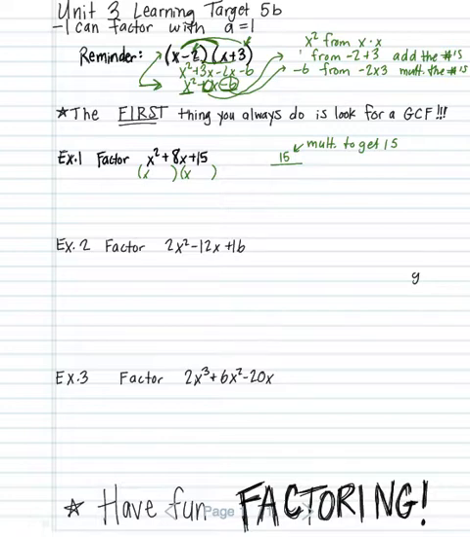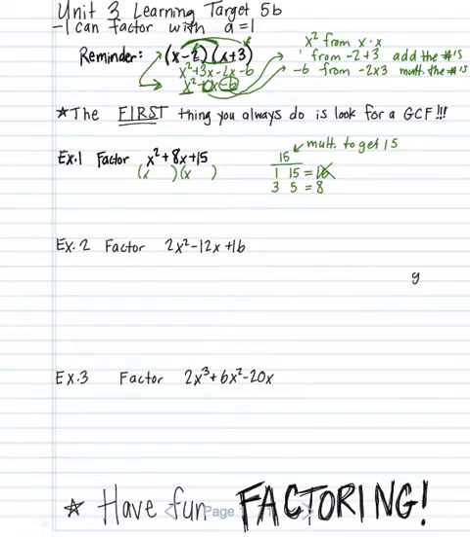2 doesn't go into 15, but 3 does. We know that 3 times 5 is 15. If we add those together, we get 8. And that's what we wanted. We wanted them to add to get 8. So these two things multiply to get 15 and add to get 8. So we put a plus 3 and a plus 5.